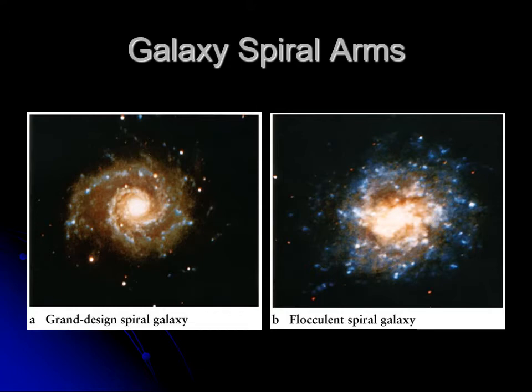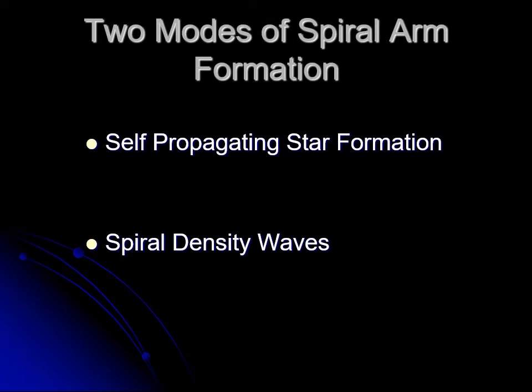And so how does this happen? Well, does something take a grand design spiral and mess it up to make it flocculent? Or do you get a flocculent spiral which something happens to it to make it all get organized into a grand design? Or are these two types of galaxies formed in entirely different ways? So we have to stop and think. Turns out there's actually two ways that theorists have come up with for how spiral arms can form in a galaxy. There's something called self-propagating star formation and something called spiral density waves.